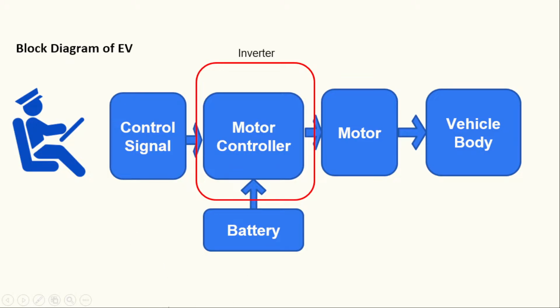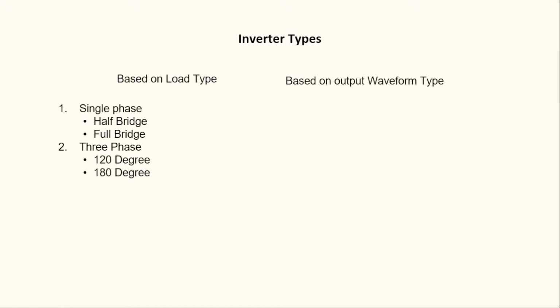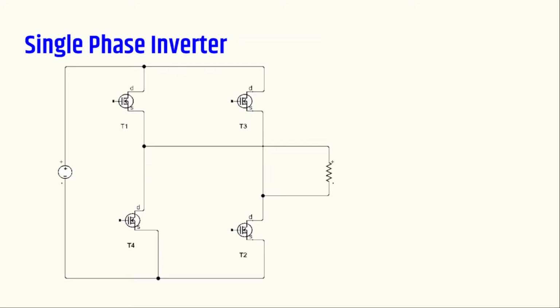We have the battery as the input. If you want to run an AC motor, the inverter device is what makes it run. We have different types, which we can classify in two ways: based on load type and based on waveform type. Based on load type they are single phase and three phase. Based on output waveform, each waveform indicates a different specification and range: square wave, modified sine wave, pure sine wave.